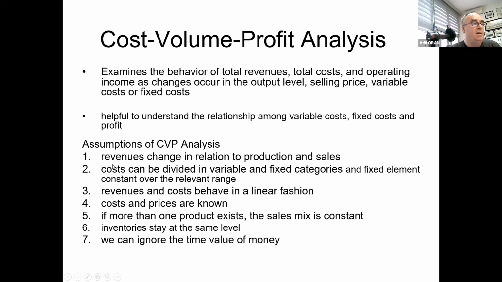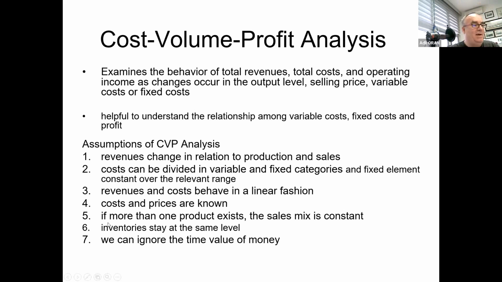So, some assumptions. Revenue changes in relation to production and sales. We're going to be selling a certain quantity at a fixed price, so P times Q will give us the total revenues. Costs can be divided into variable and fixed elements, and each is constant over the relevant range that we have. In our example, it could be 4 to 7 or 4 to 10 tables. Revenues and costs behave in a linear fashion, so even if the actual cost structure was curvilinear, over a particular range we're able to use a straight line to estimate how it's going to behave. Costs and prices are known.